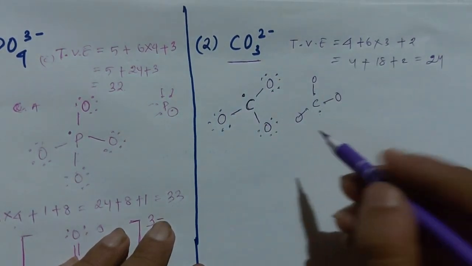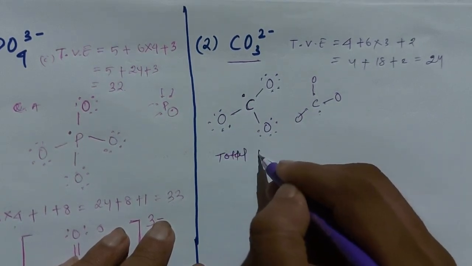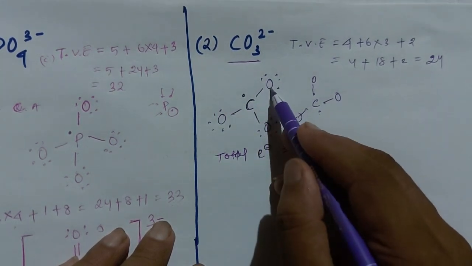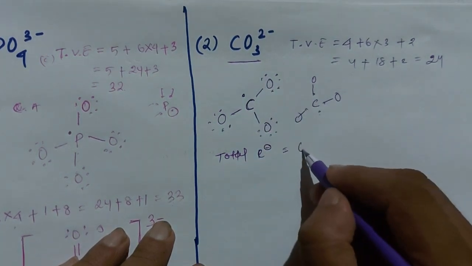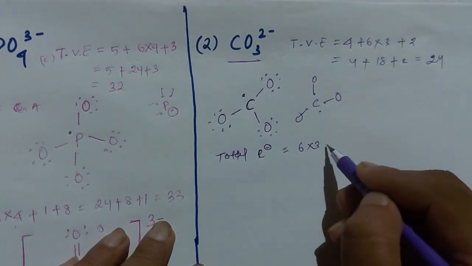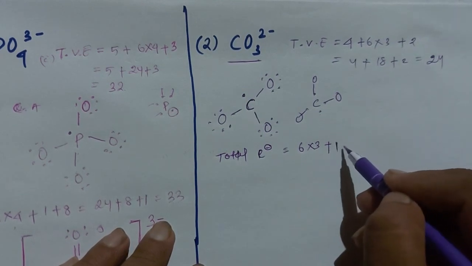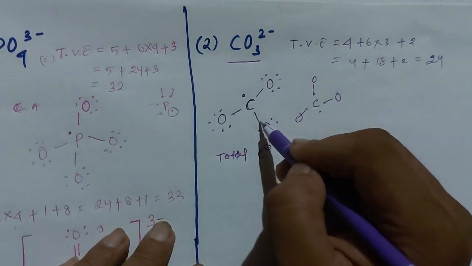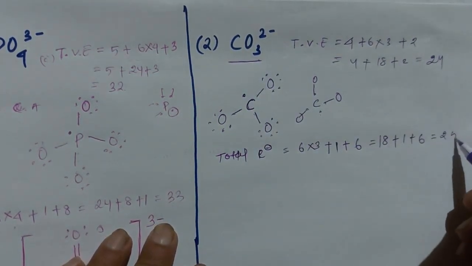Now we will calculate the total electrons in this compound. Here oxygen has 2 plus 2 plus 6, that is 6 non-bonded electrons, into how many oxygens are there? 3 oxygens are there, plus carbon has 1 non-bonded electron, that is plus 1, plus how many electrons are there in bonding? That is 1, 2, 3, 4, 5, 6. 6 electrons are there in bonding, that is equal to 25.